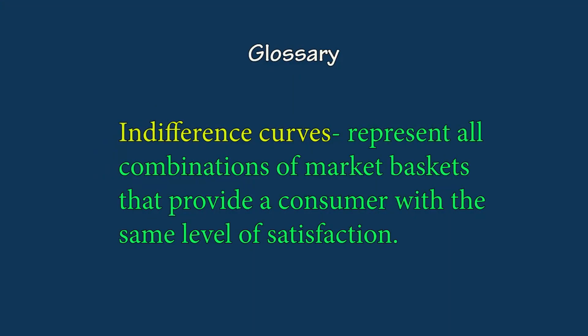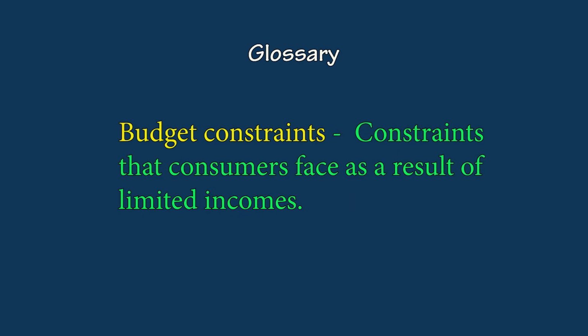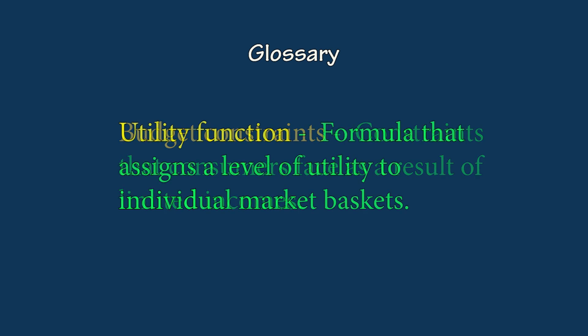So in the glossary, first of all, we have indifference curves. An indifference curve basically represents all combinations of market baskets that provide a consumer with the same level of satisfaction. An indifference map is nothing but a collection of many indifference curves. Budget constraint is the constraint faced by the consumer due to limited income. Utility function is the formula that assigns a level of utility to individual market baskets.